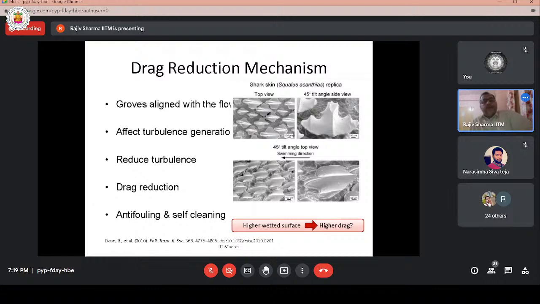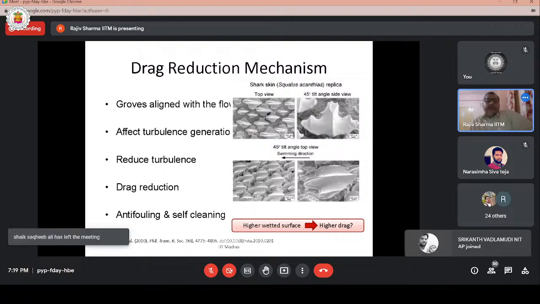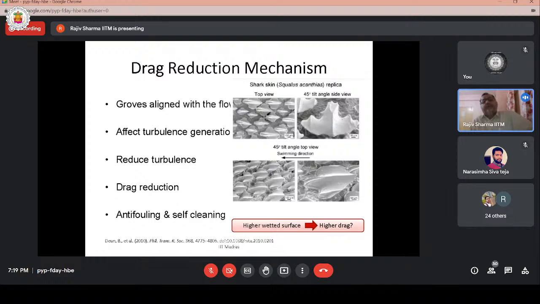What should be done when it comes to microstructures? So first, we should get some idea about what kind of groove, what kind of structures, what kind of dimples we need to generate. So the first investigation started with grooves that are aligned with the flow. So if you see the top view, the grooves are aligned with the flow. Then people also investigated grooves which are arranged at 45-degree tilt, that is 45-degree tilt angle.